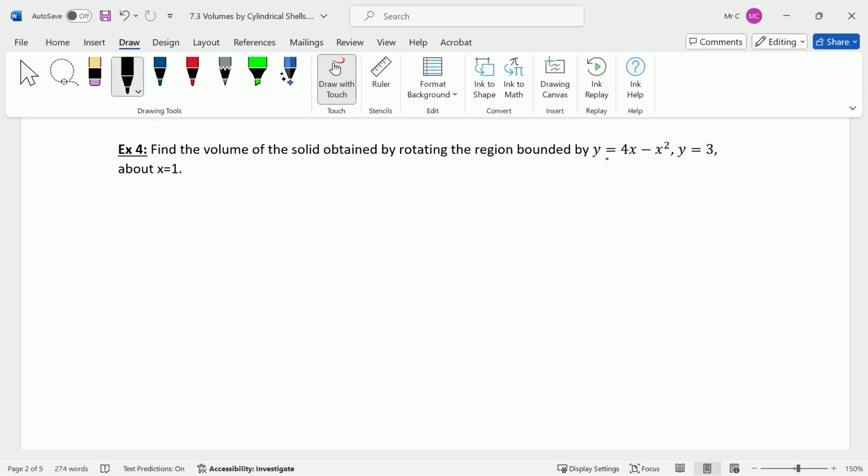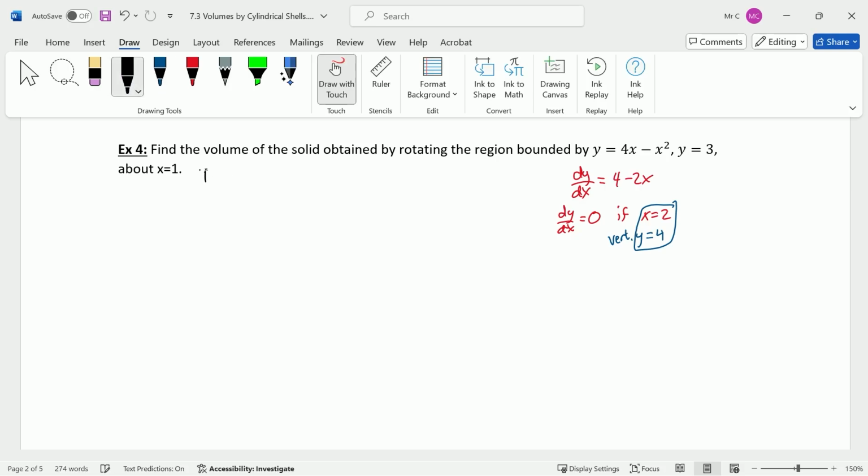Okay, so first of all, we've got y equals 4x minus x squared. Let's find the vertex for that. So dy/dx is 4 minus 2x. So this derivative is 0 if x is 2. And if x is 2, we plug in that 2, we get 8 minus 4, y is 4. So that's my vertex for my parabola.